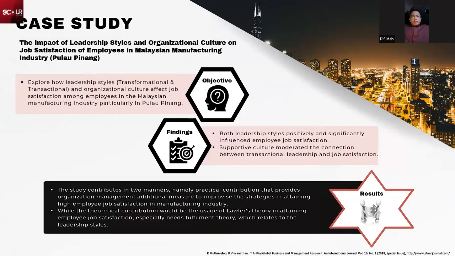Hi, as for the case study, we are studying the impact of leadership style and organization culture on job satisfaction of employees in the Malaysian manufacturing industry. And the objective is to explore how leadership style, transformational leadership style, which is more focused on vision, authenticity, and also the creativity of staff, and also transactional, which has more focus on results and is very practical and definitely resistant to change. Okay, as for the finding, both leadership styles positively and significantly influence employee job satisfaction, and also supportive culture moderates the connection between transactional leadership and job satisfaction.